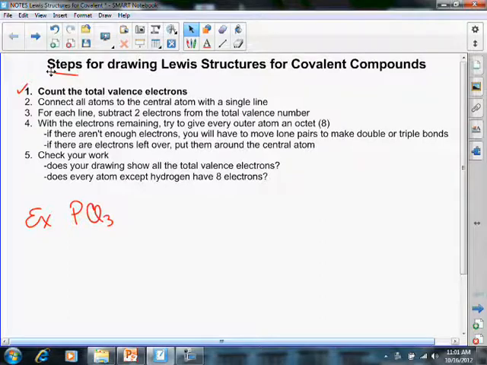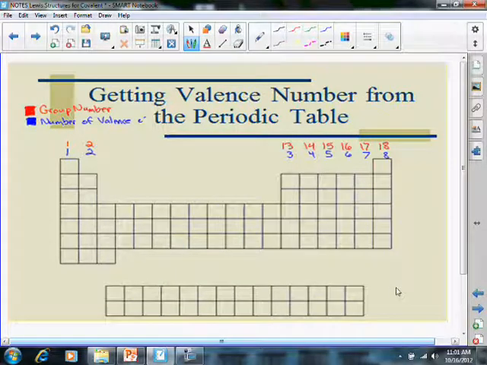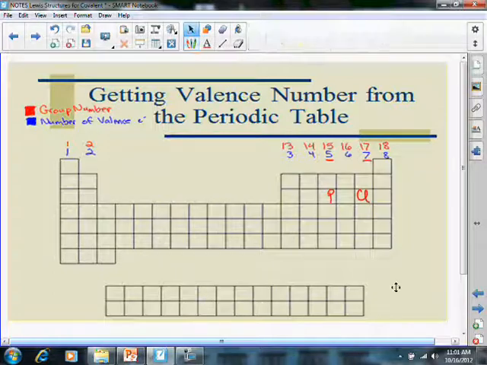PCl3, or phosphorus trichloride. And so to count the total valence electrons, you'll probably want to know a diagram like this, which tells me some of the group numbers on the periodic table and their corresponding number of valence electrons. All right? So phosphorus is in group 15 right here, so it's going to have 5 valence electrons. And then chlorine is going to be right here in group 17, so it has 7 valence electrons. But in my compound I have 3 of those chlorines.